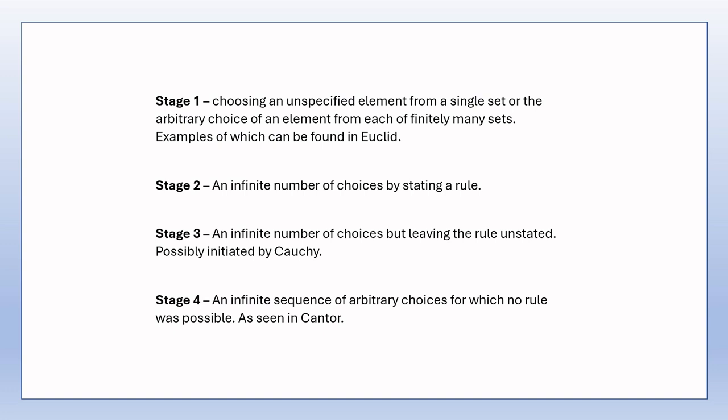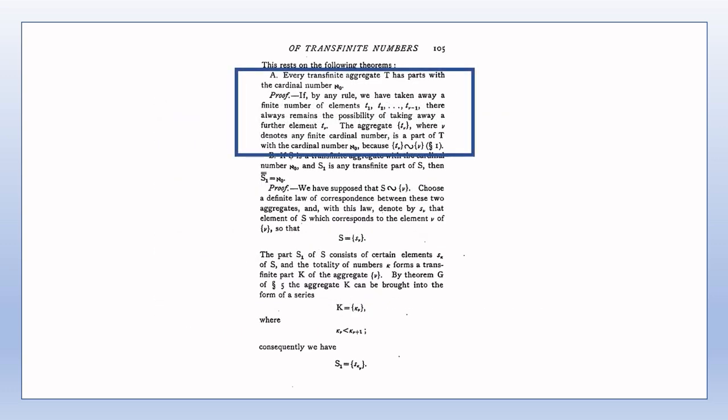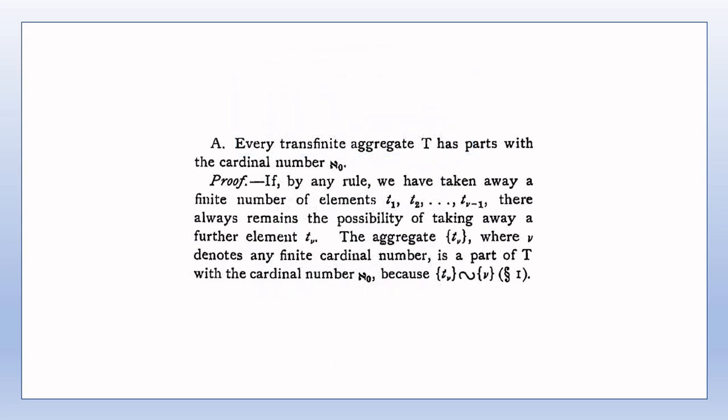So let's look at an example of how the assumption of infinite arbitrary choices entered into the proofs of certain results. Here's an example from Cantor 1895. Every transfinite aggregate T has parts with the cardinal number Aleph naught. This theorem is stated in Moore as 1.1.4: every infinite set A has a denumerable subset. This theorem may seem fairly obvious, but the point is that there is a principle being used, and which is in fact unavoidably being used, to prove this theorem. This principle is a form of the axiom of choice.